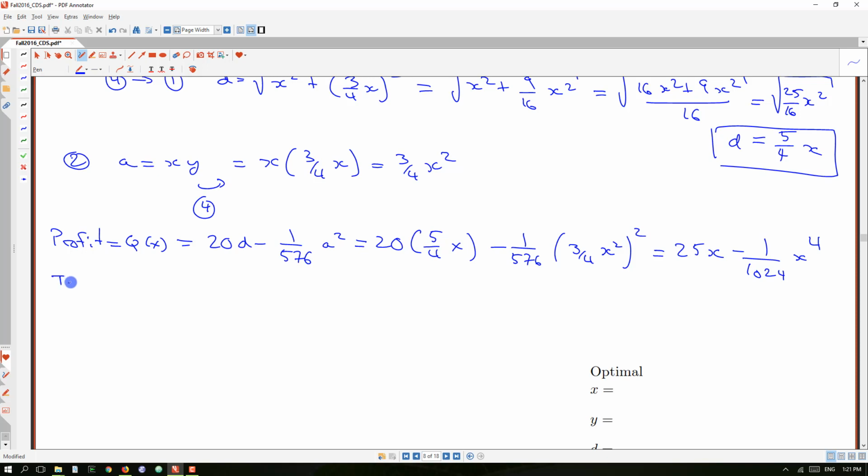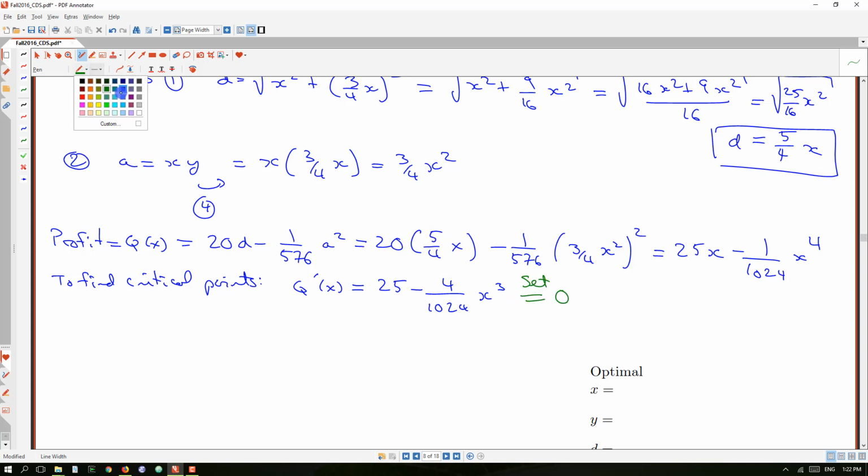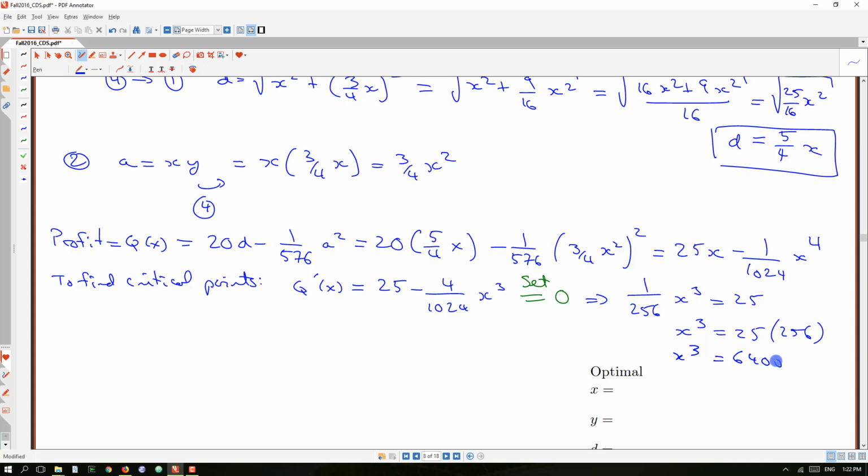So to maximize, we're going to look for critical points. That's q prime of x equals 0, but q prime of x is equal to 25 minus 4 over 1024 x cubed. Label this clearly as we're setting this equal to 0. And if we do that, we're going to end up with a nice simple equation for x. Move this to the other side, we'll have 4 over 1024, that's just 1 over 256, x cubed equals 25, x cubed equals 25 times 256, or x cubed equals 6,400.